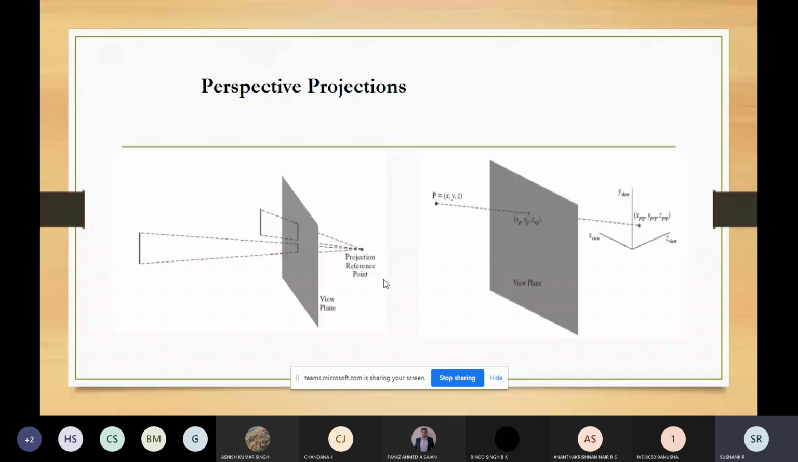Parallel projection is easy to generate because the size will not change. So generating a parallel projection is very easy. But when it comes to perspective projection, the generation involves some complexity. In parallel projection, you just need to draw the parallel lines so that the object proportion is maintained, and the object doesn't need to be realistic.